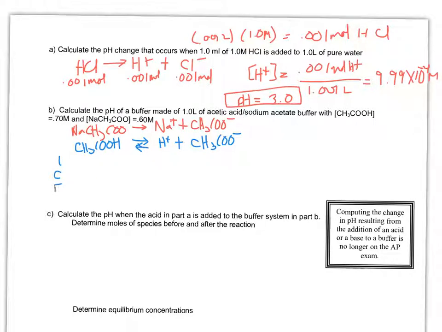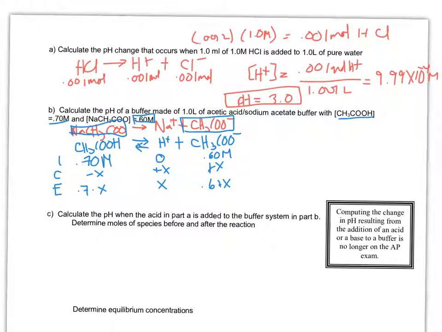I want the pH for this, and this is in equilibrium, so I'm going to set up an ICE chart. Initially, the concentration of my acetic acid is 0.70 molar. Initially, my concentration of the H plus is 0, but I have some acetate coming from the sodium acetate. The concentration of the sodium acetate, it tells me, is 0.60 molar, and so this is 0.60 molar. Some of the acetic acid is going to dissociate, so minus X, plus X, plus X: 0.7 minus X, X, and 0.6 plus X.